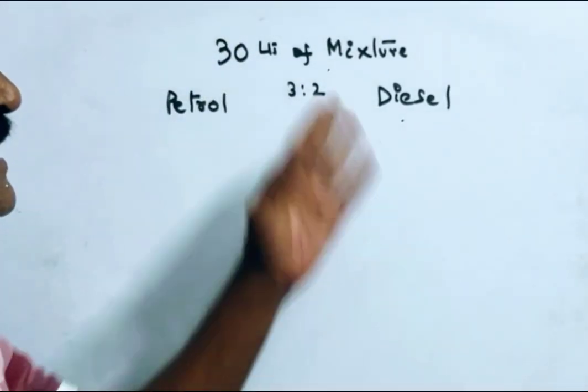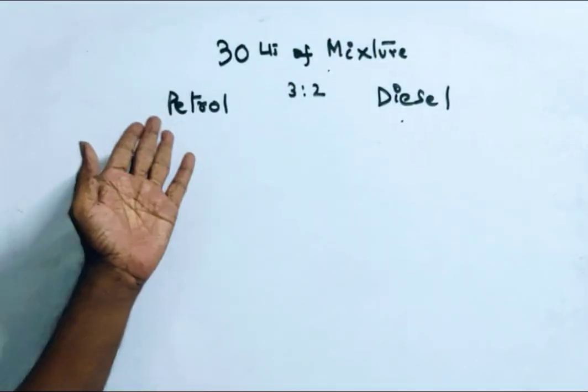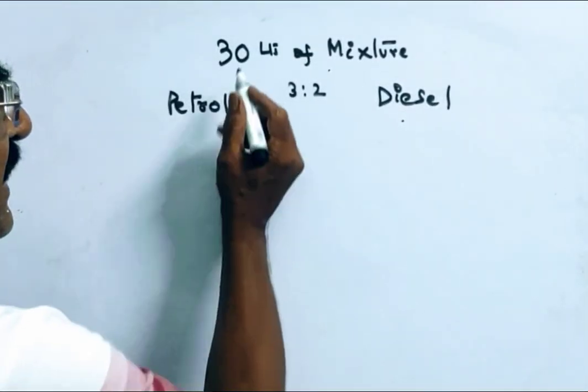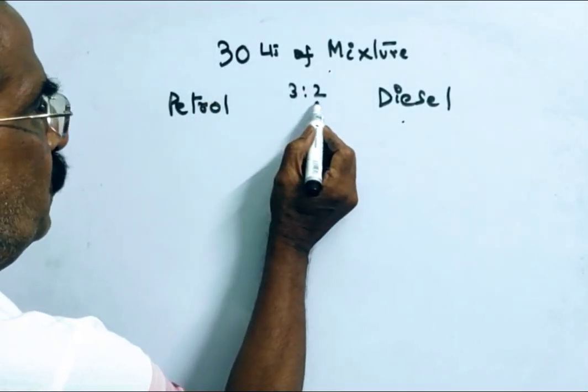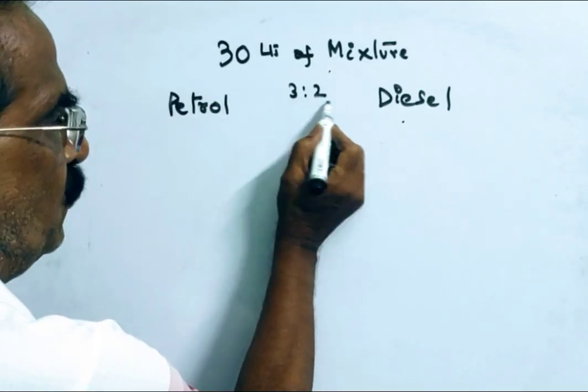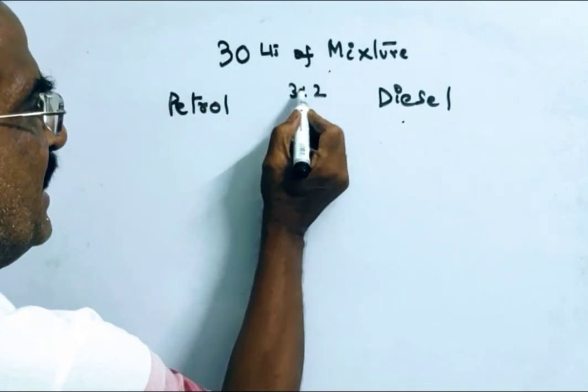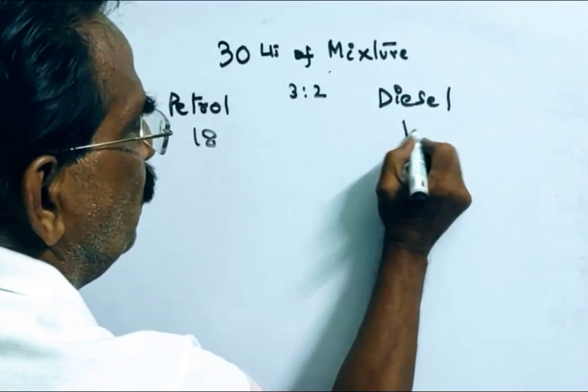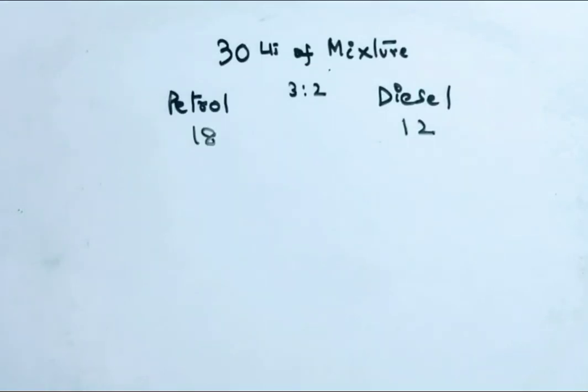See friends, 30 liters of mixture contain petrol and diesel in the ratio 3:2. So friends, let us divide 30 in the ratio 3:2. 30 by 5, 3 plus 2 is 5. 30 by 5 means 6. So 6 into 3, 18 liters of petrol, 6 into 2, 12 liters of diesel.